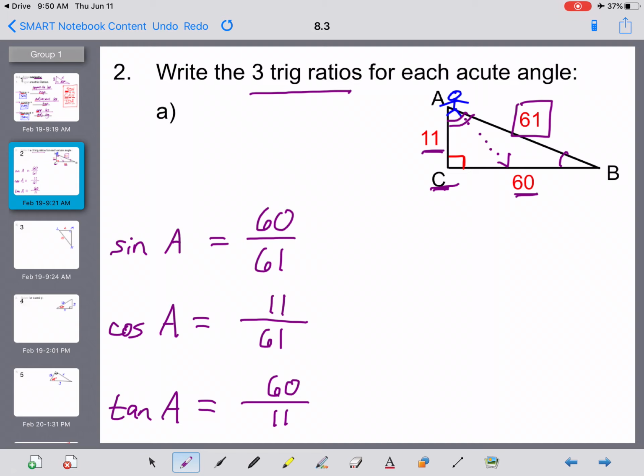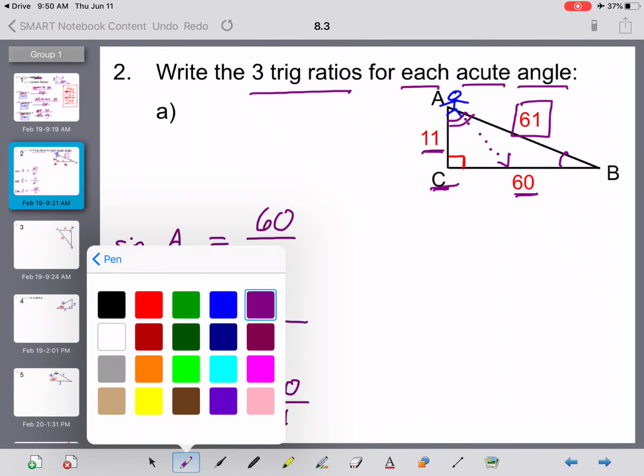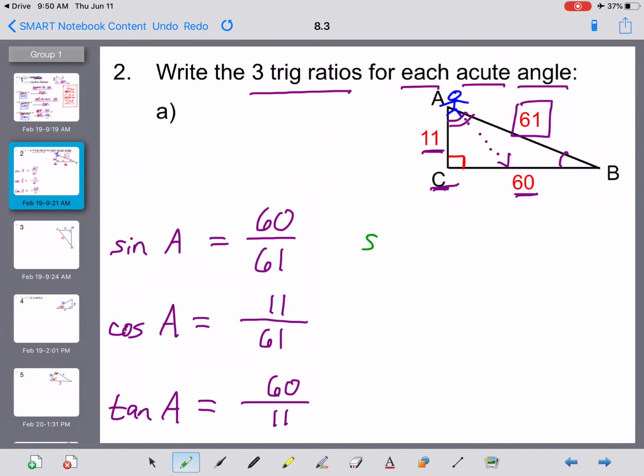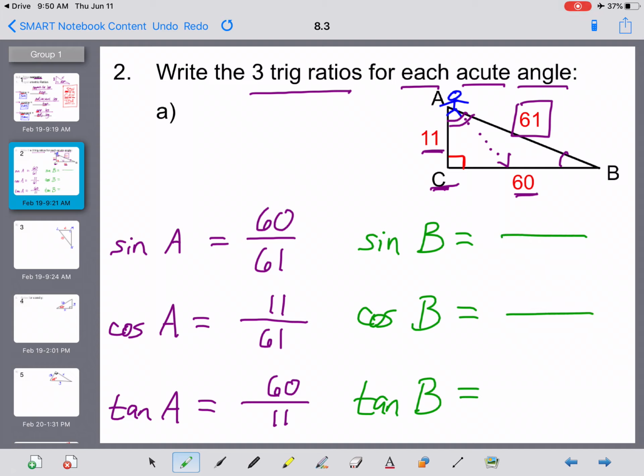So those are the three trigonometric ratios for angle A, but the directions did say to do it for each acute angle, and the other acute angle is angle B. So I'm going to switch colors on you guys here. Let's go green for this one, and we are now going to find the sine of angle B, the cosine of angle B, and finally the tangent of angle B. All right, and here we go. Again, these are all fractions now, and what you probably want to do is move your stick figure. You are no longer standing at angle A, but you've now moved and you're standing over here at angle B. So let's think about it now from that perspective.